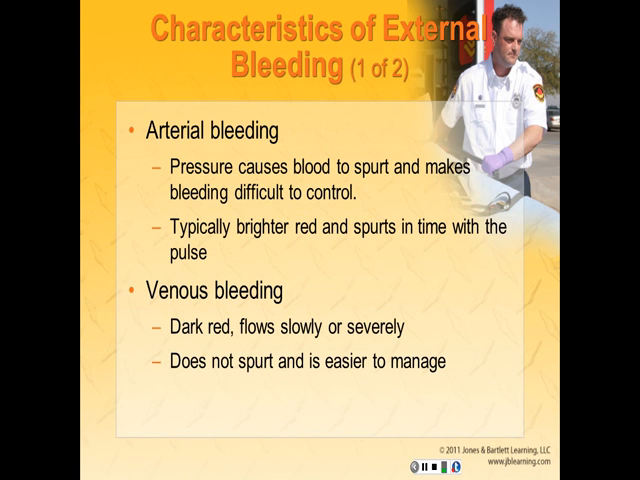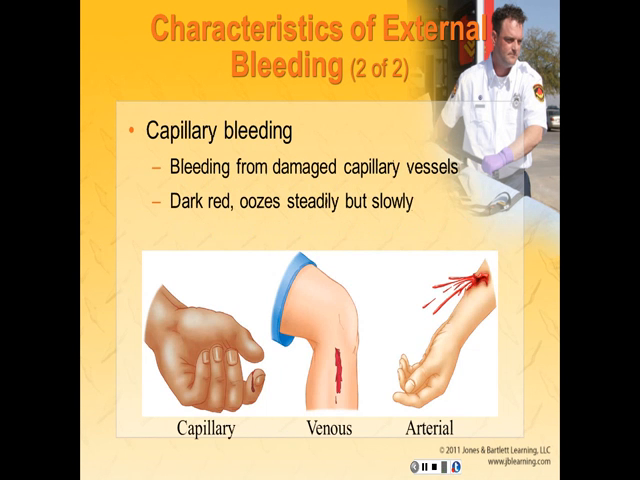It decreases as the amount of blood circulating in the body drops and blood pressure drops. The second type of bleeding we'll talk about is venous bleeding. It's dark red because it's low in oxygen content. It flows slowly or severely depending on the size of the vein. It does not spurt, and it is easier to manage, and it can be profuse and life-threatening. It is more likely to clot spontaneously than an arterial bleed.